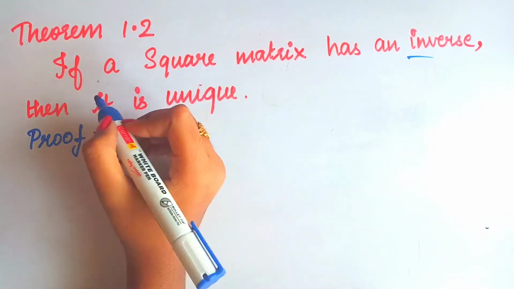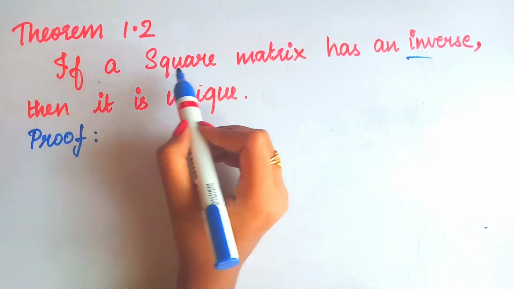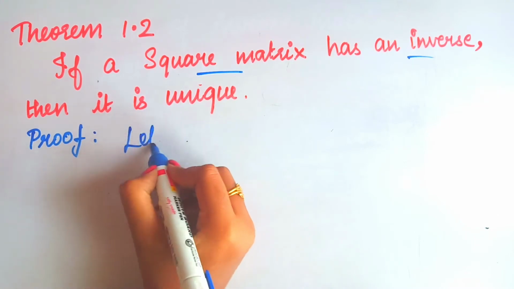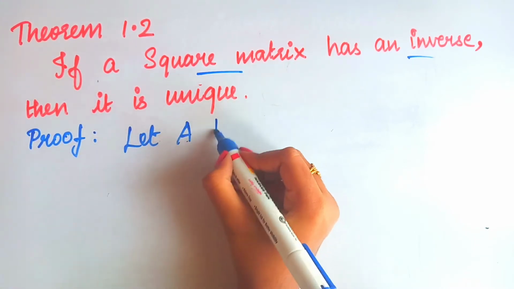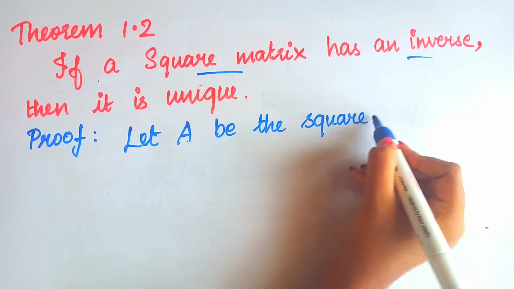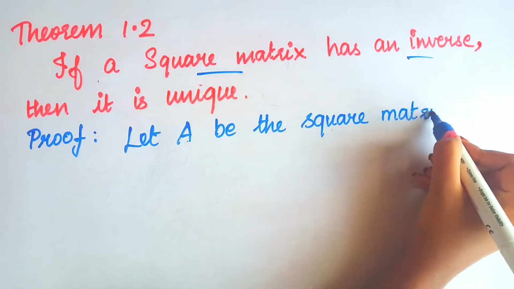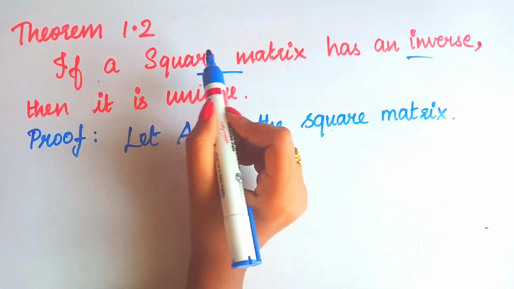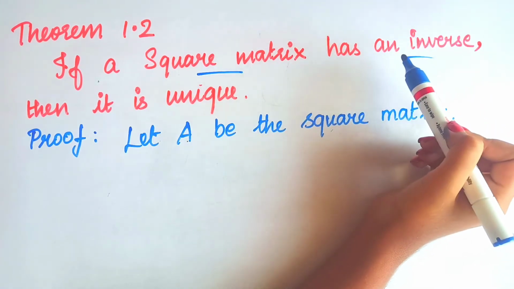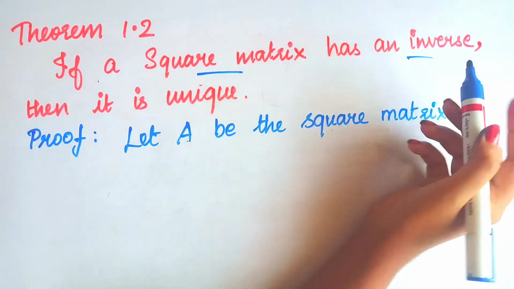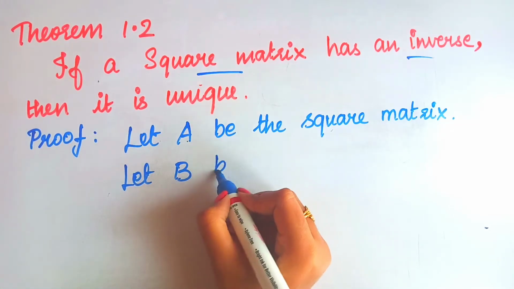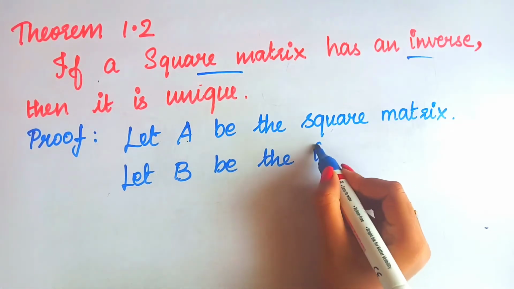So first let's write the given part. First they have given a square matrix, so let's take that particular square matrix as A. Let's write let A be the square matrix. Okay, now what they have said, if a square matrix has an inverse, so it has an inverse, right? So let's take that inverse to be B. Let's write let B be the inverse.